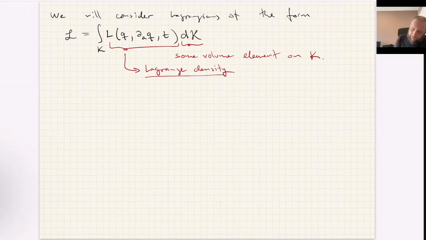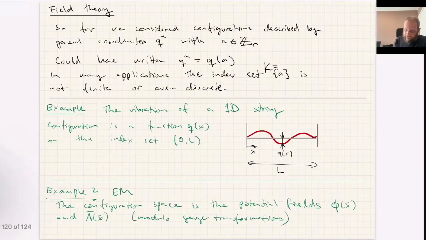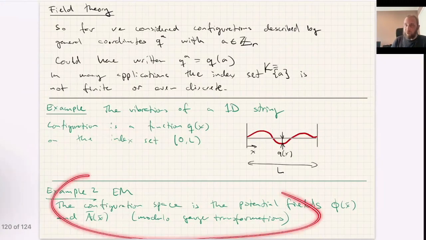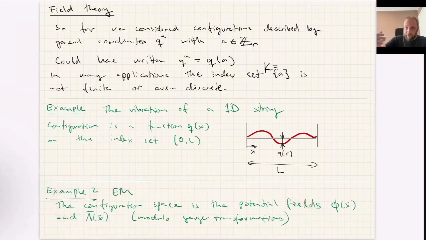Because as you will see, typically this index set might be an interval. So this L would then just be the amount of Lagrangian per length, or in this case we will have a Lagrangian which is integrated over volume. We have a Lagrange density per volume that integrates to a Lagrangian.